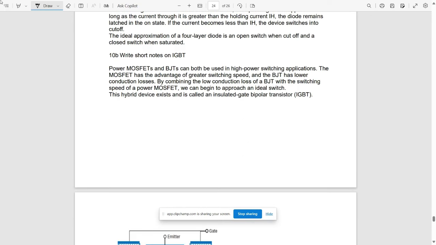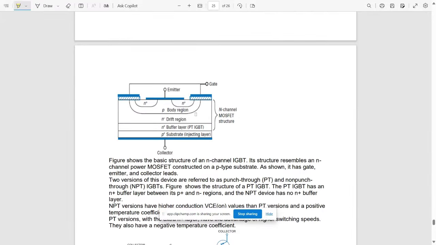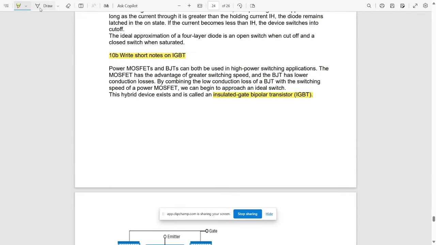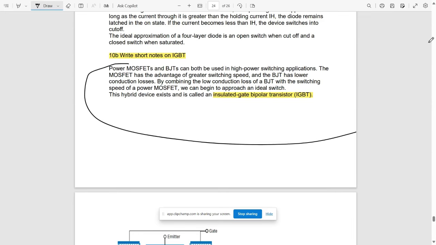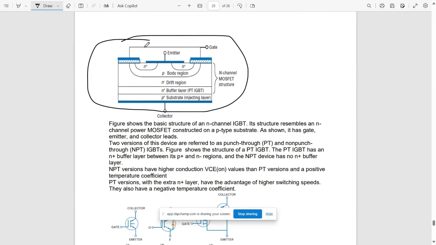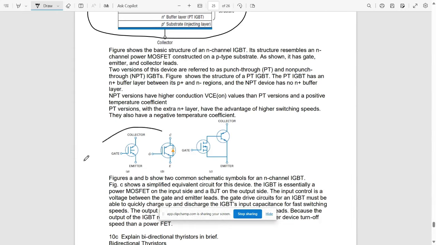So the next question is very very important. That is, we need to write a short note on IGBT. So IGBT stands for Insulated Gate Bipolar Junction Transistor. For that, you need to know MOSFETs as well as BJTs very clearly. If you know those things, we can write the explanations for this insulated gate bipolar junction transistor. That is, we need to explain both the MOSFETs as well as the BJTs. Okay, so write these points first. After that, write the MOSFET structure, that is for N-channel MOSFET, along with a few of the symbols.